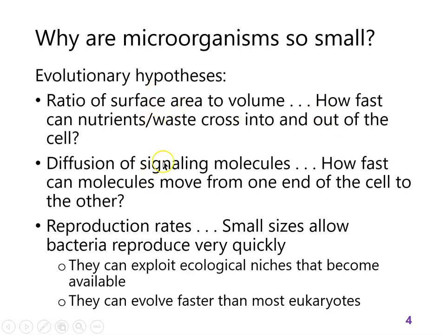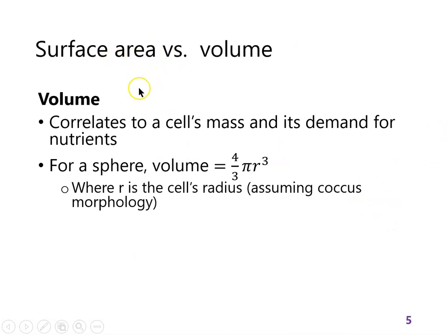So let's get into these first 2 that I didn't explain. The first one is the surface area to volume ratio, or the ratio of surface area to volume. We first talk about a cell's volume, like how much cytoplasm is in a cell. This correlates to how much a cell weighs, so its mass, but also its demand for nutrients. How many enzymes does it have inside itself? How quickly does it need to make new proteins? That all correlates to its size to some extent.